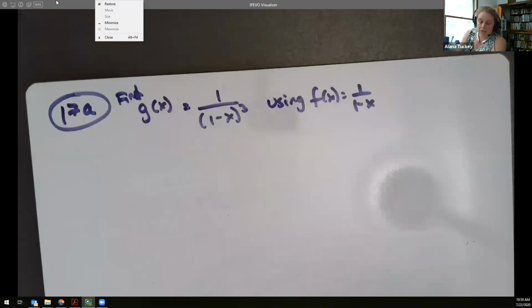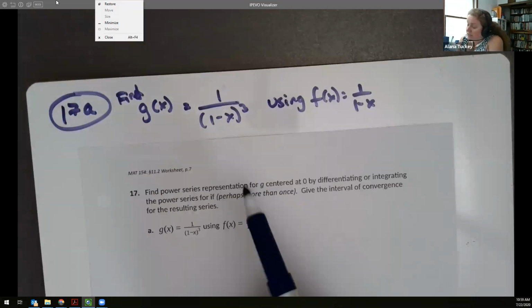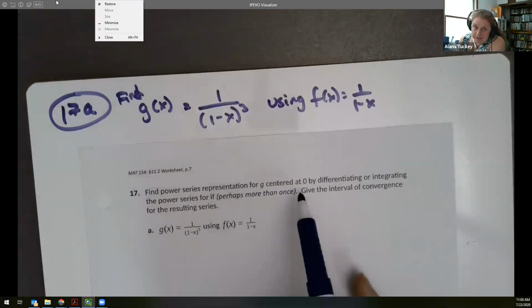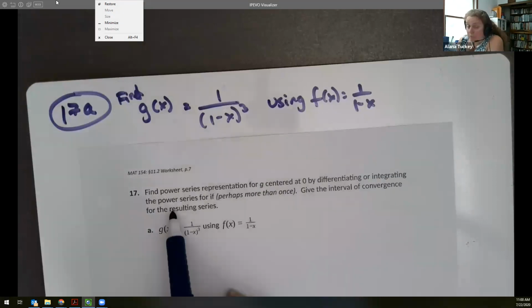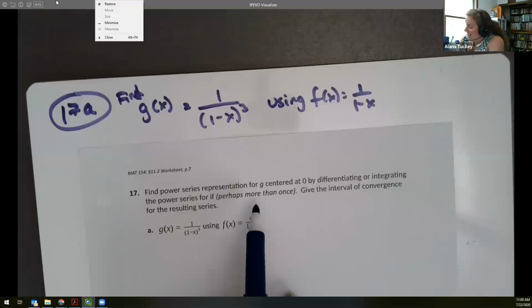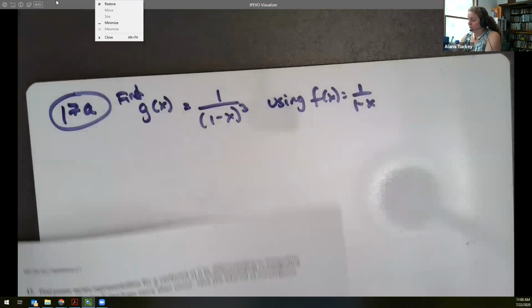Okay, so, and it mentions right in the top in the instructions, it says power series, centered at 0, which means it's a Maclaurin series, by differentiating or integrating the power series, perhaps more than once. Okay, so let's think about this for a second. What would be the derivative of f of x?